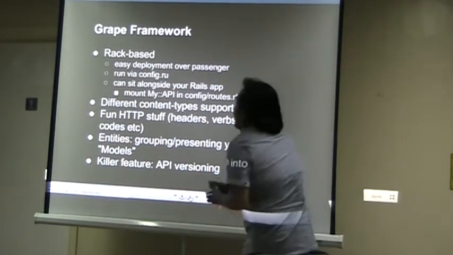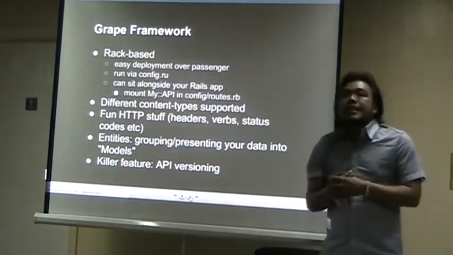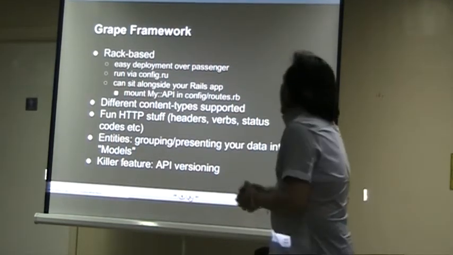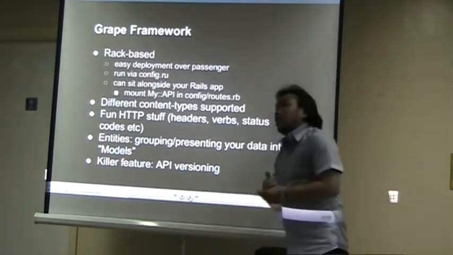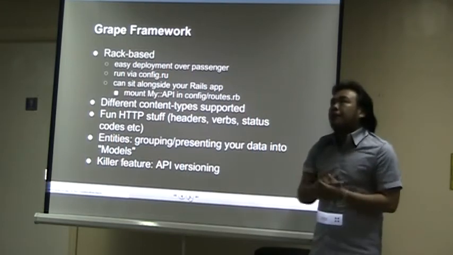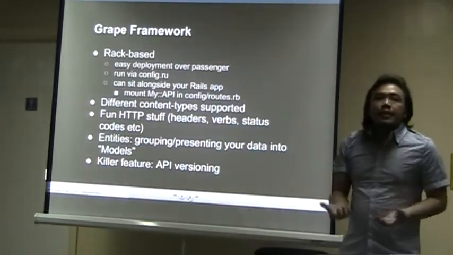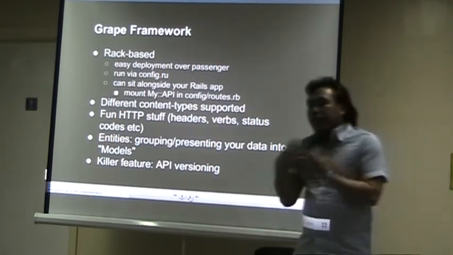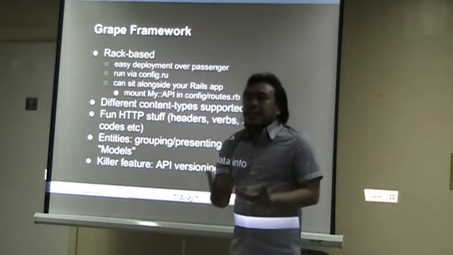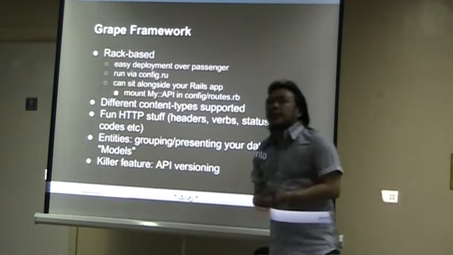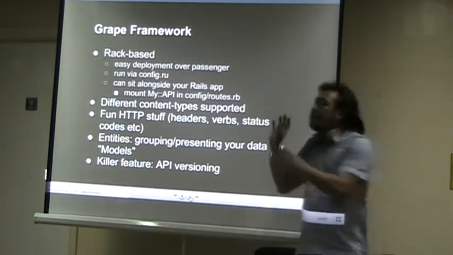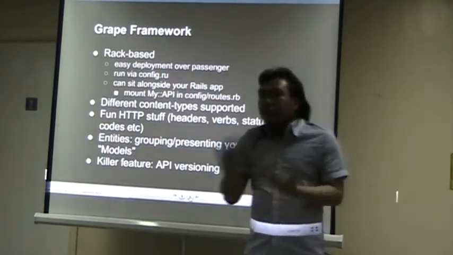And you can mount it alongside your Rails app since it's rack-based. Actually, a lot of the people I've run into who use Grape, they just mount it alongside their Rails application. So if their Rails application needs an API, they just make a separate mounting of a Grape application inside the routes file.